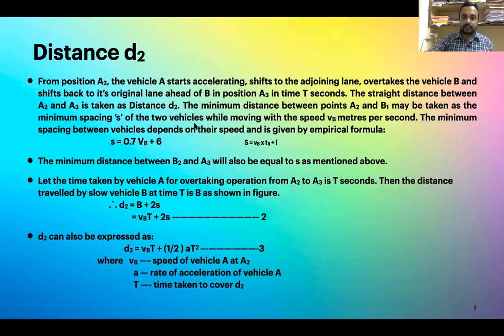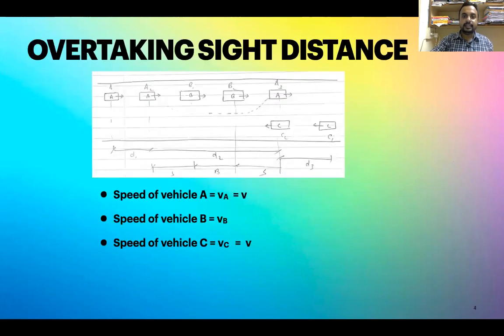Okay, so dear friends, please try to understand, in T seconds, capital T seconds, A moves from A2 to A3. How much distance does A move? D2 distance. How much distance does B move in the same time, capital T?